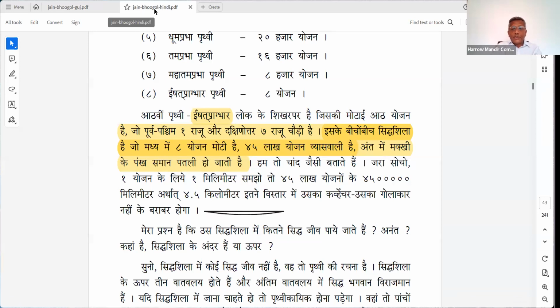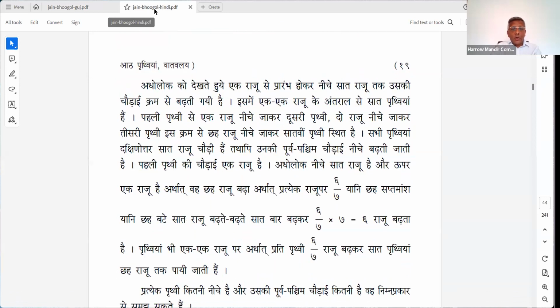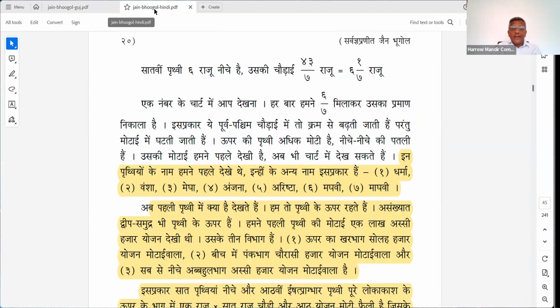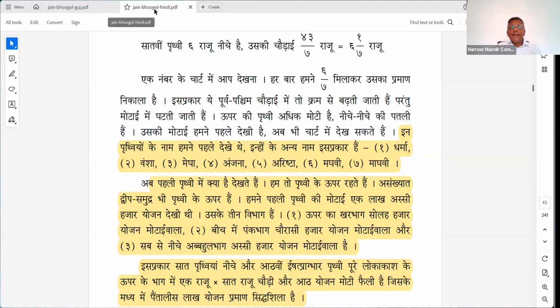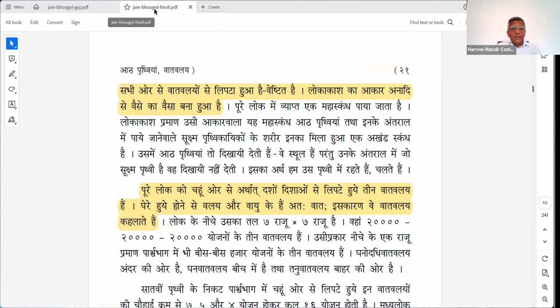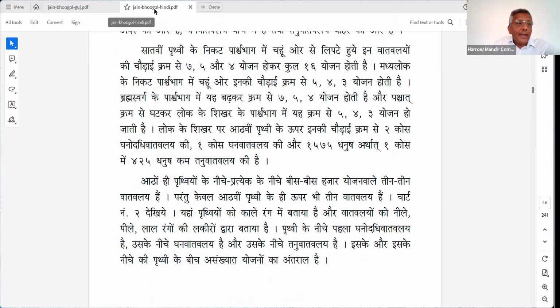So we've finished the general description of the lok. I'm not going to cover everything. Then they talk about the different names. These lands have different names. The first land in the middle is called Dharma, then Vansha, Megha, Anjana, Arishta, Magvi, Madvi. I'll just skip all of that. I'll not talk about the Vatvalaya either, and I'll move straight to what's called Madhya Lok.